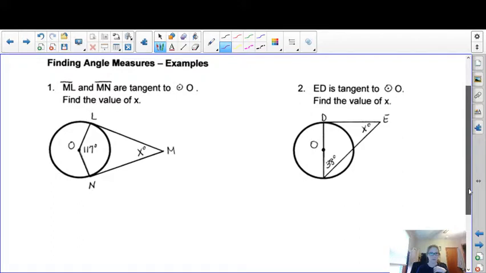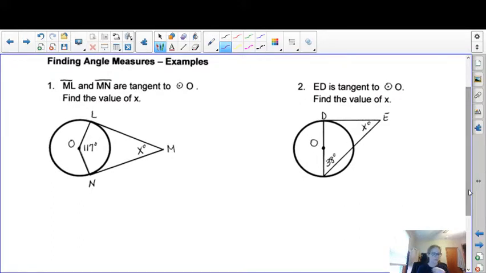So what we're going to do is go ahead and find the following things. ML, this line right here, and MN are tangent to circle O at each spot. So for example, ML is tangent at L and MN is tangent at N. Find the value of the missing angle.